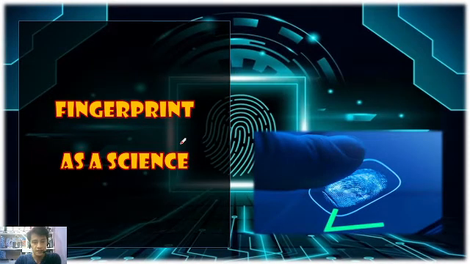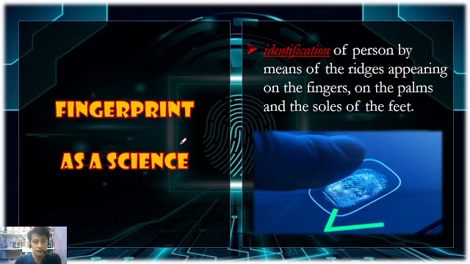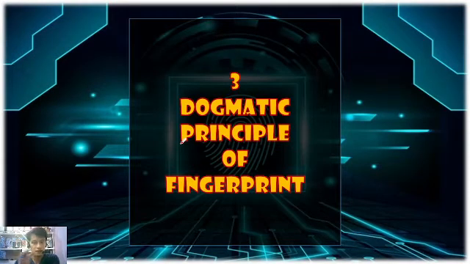And fingerprint as a science is the identification of a person by means of the ridges appearing on the fingers. Not only on the fingers, but on the palms, and of course on the soles of the feet. Kaya nga nabanggit natin kanina yung tatlong allied science ng fingerprint. So next in here is the three dogmatic principles of fingerprint.